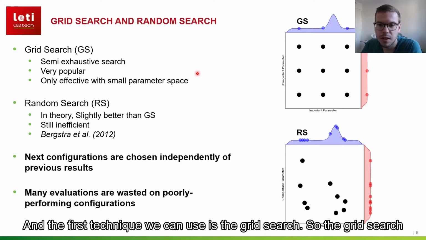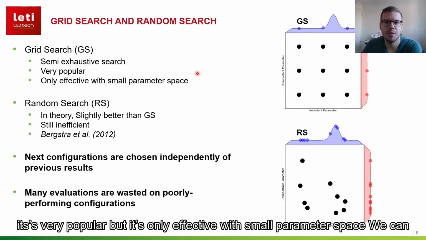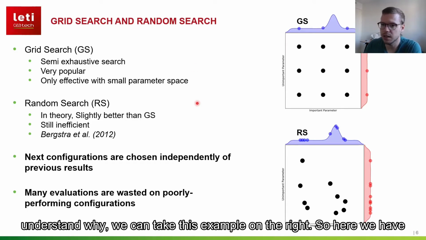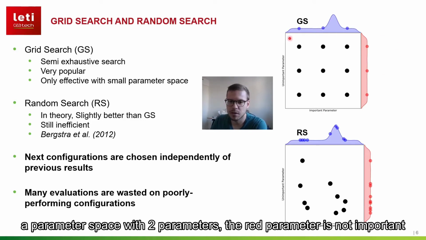And the first technique we can use is the grid search. So the grid search is a semi-exhaustive search on a predetermined range of values, and it's very popular, but it's only effective with a small parameter space. We can use random search, which is in theory better than grid search, and to understand why, we can take this example on the right. So here we have a parameter space with 2 parameters.